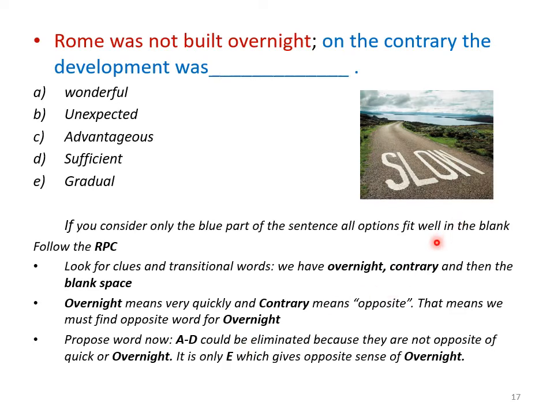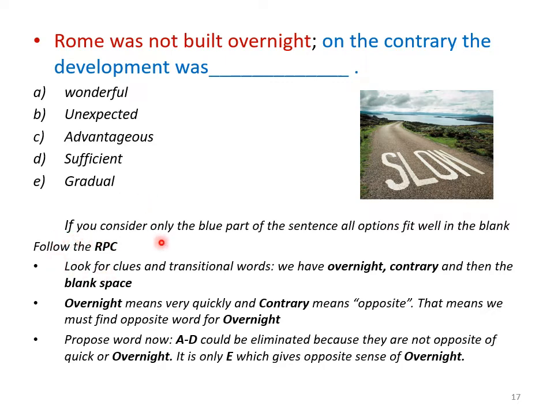For example, now this is the example of RPC. Rome was not built overnight. On the contrary, the development was something. Now this sentence has two parts. One is red, I think. I'm not very good at colors, so I think this is red, and one is in blue. So we have wonderful, unexpected, advantageous, sufficient, and gradual. Okay, now look at the explanation.